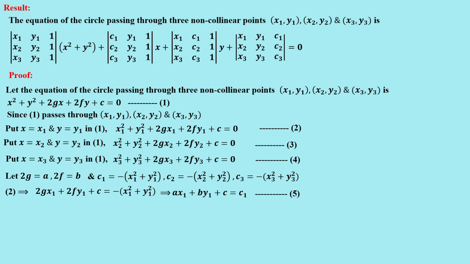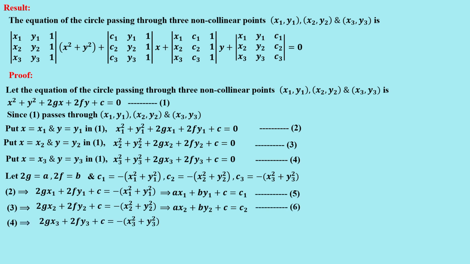Similarly, the other two equations: 3 implies ax2 plus by2 plus c equal to c2. That is the 6th equation. And 4 implies ax3 plus by3 plus c equal to c3. That is the 7th equation, right? We are going to take delta, the determinant value, with first column x1, x2, x3, second column y1, y2, y3 and third column 1, 1, 1. That is equation number 8.